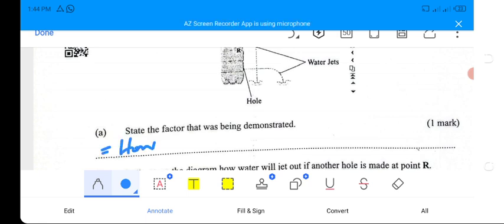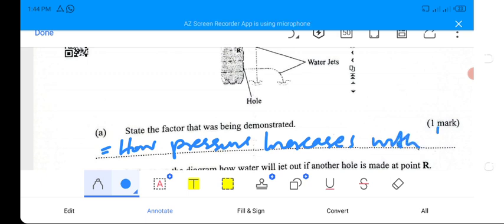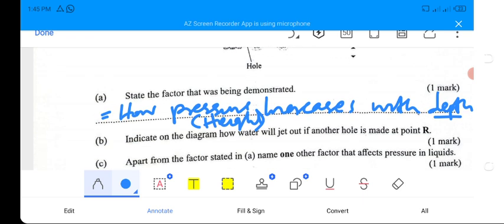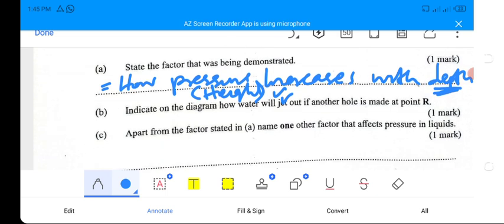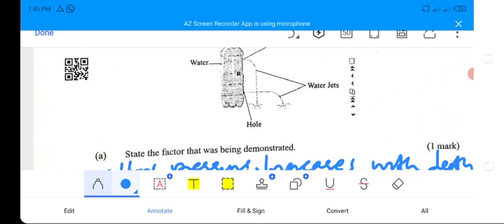Pressure increases with the depth, or how pressure decreases with height. It increases with depth, but it decreases with height. Simple as that. So the factor being investigated here is depth, or you can just say height. Indicate on the diagram how the water jet comes out from R.